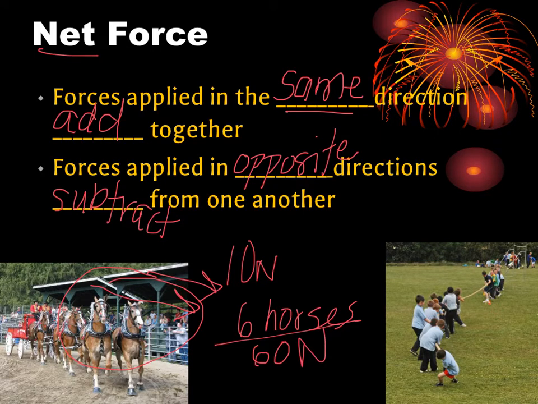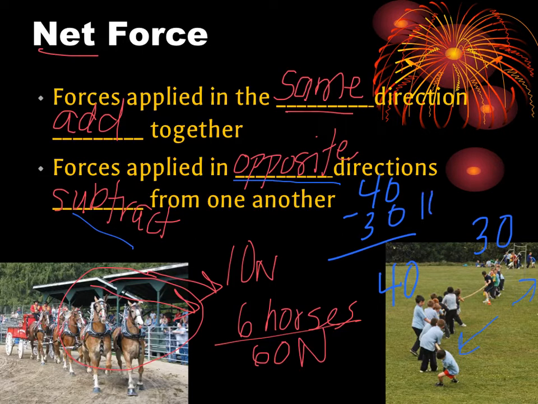However, if the forces are applied in the opposite direction, like our tug-of-war game here, right, one team's pulling one direction, one team's pulling the other, I would then subtract those forces to figure out the total newtons. So if this team here was pulling with a force of 40 newtons and this team here with 30, subtracting them would tell me that the total newtons on the rope here would be 10, because I would subtract them from each other.